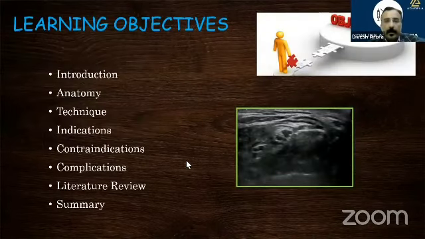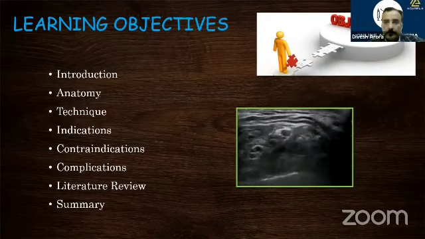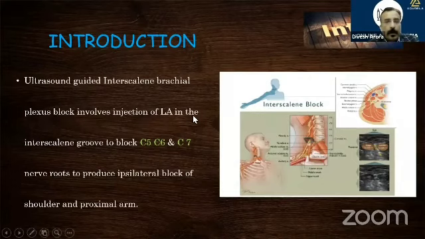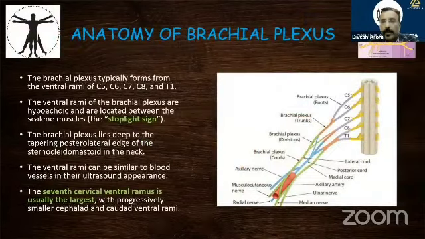These are some of my learning objectives, which I'll be covering through my lecture. So ultrasound guided interscalene brachial plexus block is a regional anesthesia technique wherein we deposit a local anesthetic in the interscalene groove to block C5, C6 and C7 nerve roots so as to produce an ipsilateral block of the shoulder and the proximal arm. So first we'll deal with the anatomy of the brachial plexus.